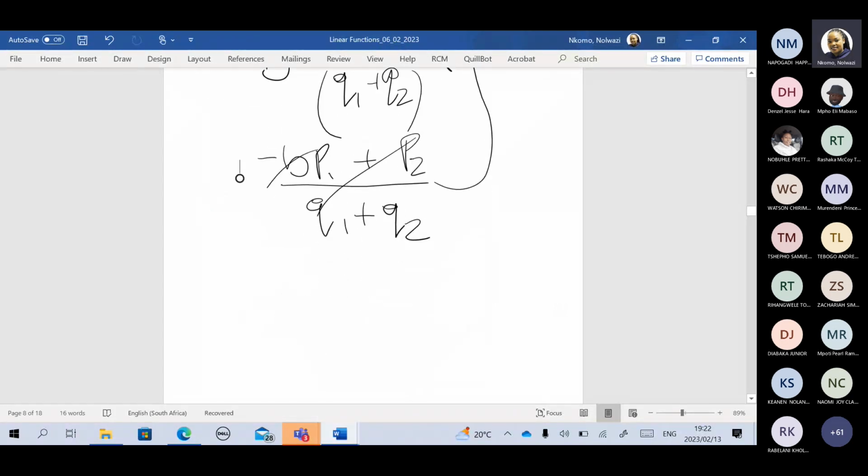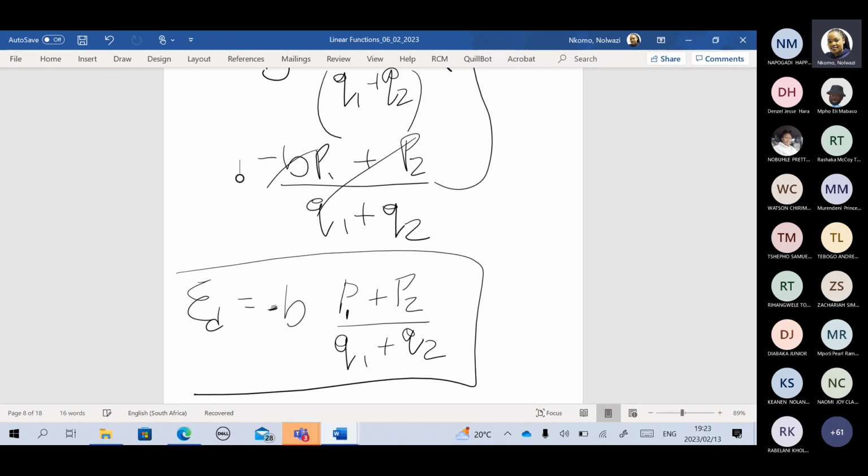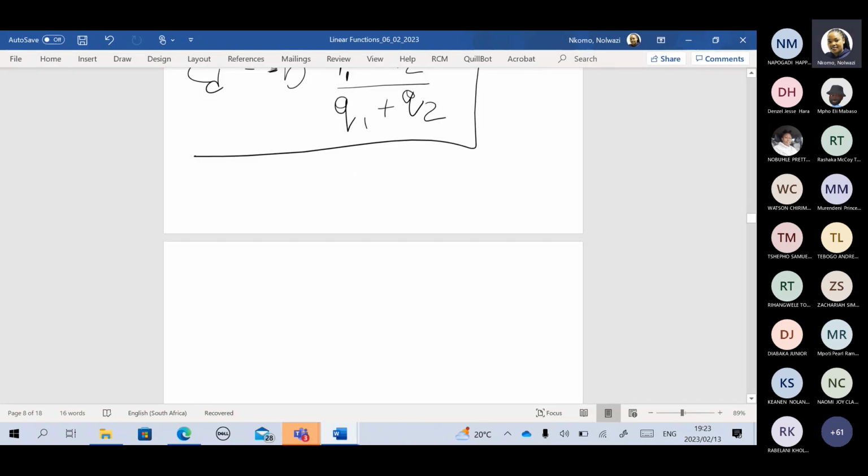So we'll use this formula to calculate the arc price elasticity at any point if we are given, say, 0.1 and 0.2 as price 1 and price 2, and these will correspond to quantity 1 and quantity 2. If this is the case, then you'll use this formula to calculate the arc price elasticity of demand. Okay, let's do one example. Let's do the one that we're doing, right?